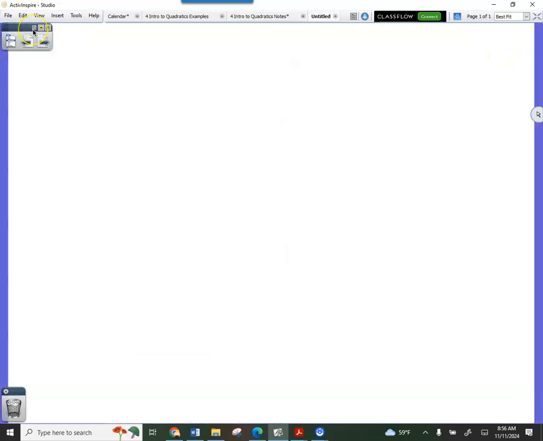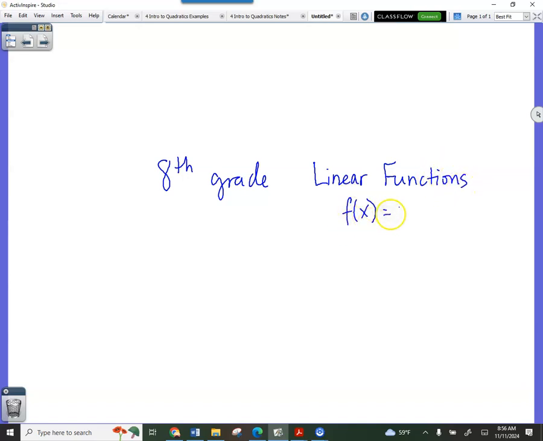Just a real quick reminder from 8th grade. You learned what? Do you remember? We said this was 8th grade. Linear functions. You learned linear functions in 8th grade. That looks like this. How do I know that's linear? This is an understood 1 right here. This is what tells me it's linear.